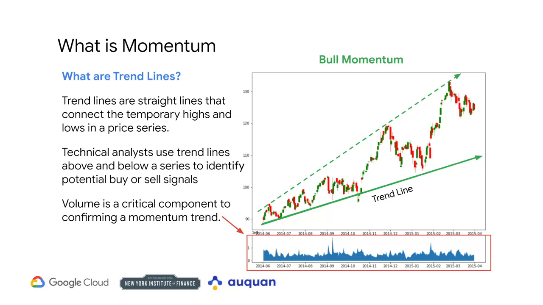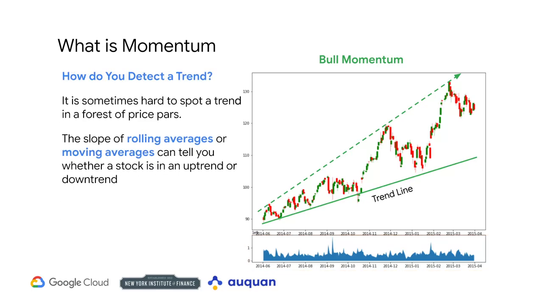Since stock prices tend to be trendy, trend lines that connect the highs or lows in a stock's price history can help identify the current trend and predict what the stock price might do in the future. Volume is critical to confirming momentum trends. How do you detect a trend? Most discretionary traders say they know a trend when they see it.